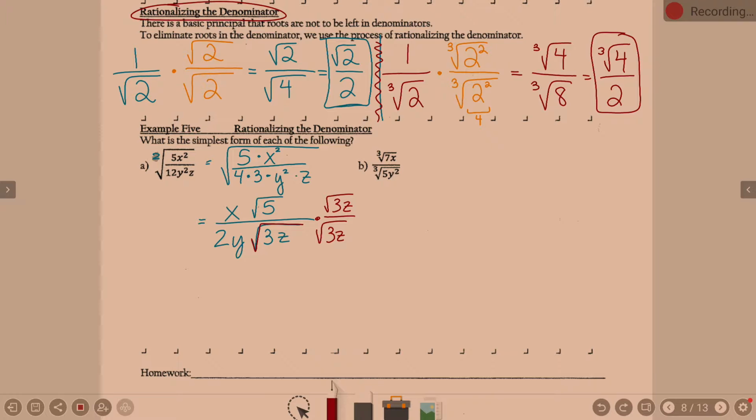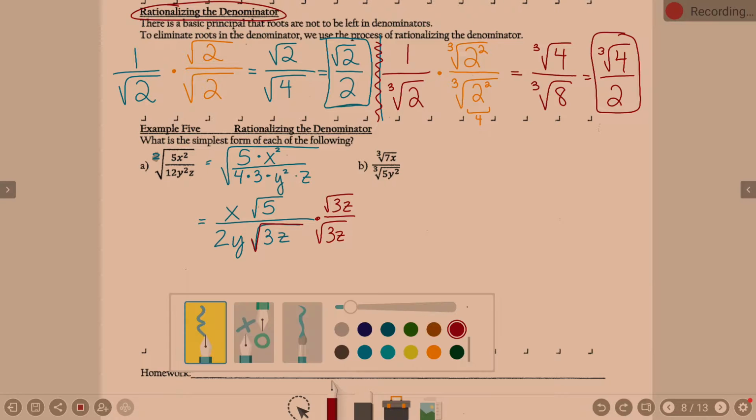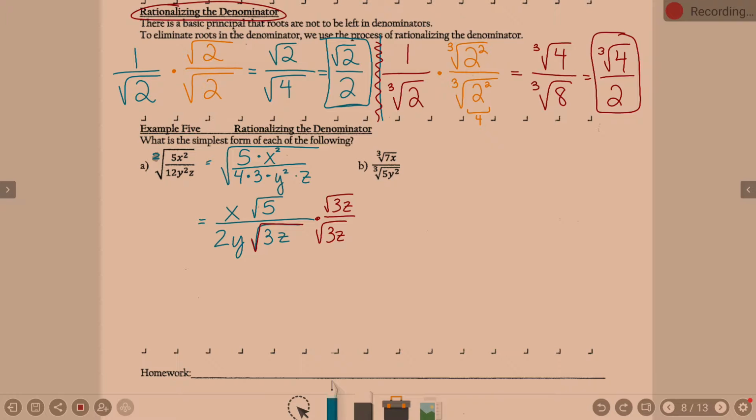Okay, final bit is any cleanup we can do. So, where are we at here? On top, I have an x outside that's going to carry down as x outside. What is the square root of 5 times the square root of 3z? Square root times square root, you just shove them together and multiply. So square root of 5 times square root of 3z is square root of 15z.